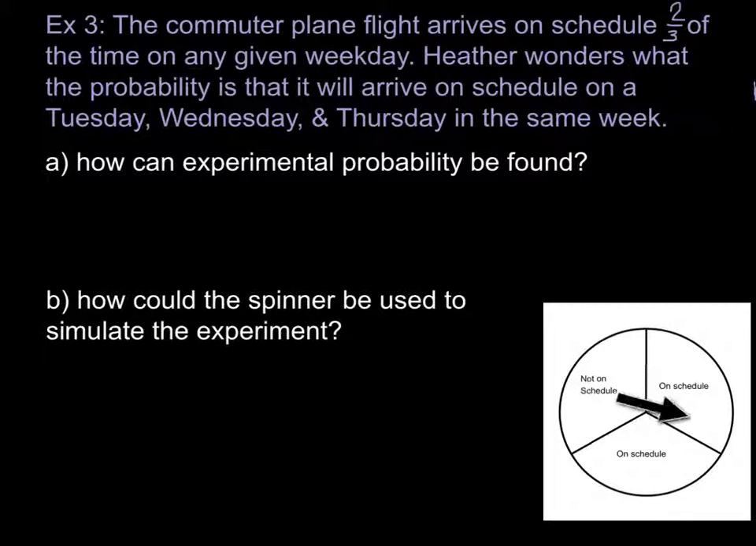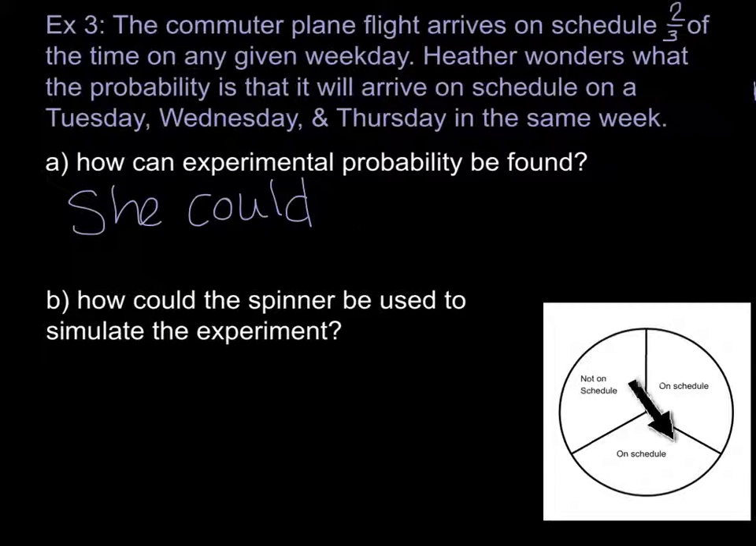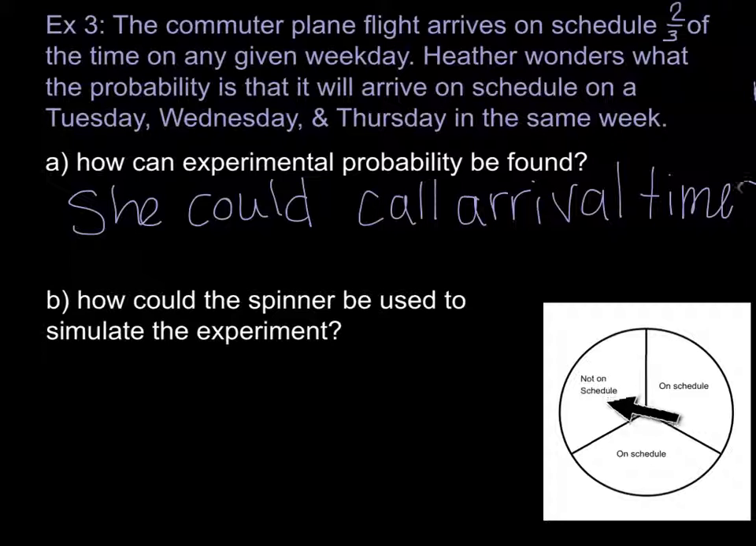In example 3, it says, the commuter plane flight arrives on schedule 2/3 of the time on any given weekday. Heather wonders what the probability is that it will arrive on schedule on a Tuesday, Wednesday, and Thursday in the same week. Part A says, how can experimental probability be found? Well, she could call and check arrival times over several weeks. This would be kind of hectic. She would always be calling the airport, checking on flight times, and it would take essentially forever.